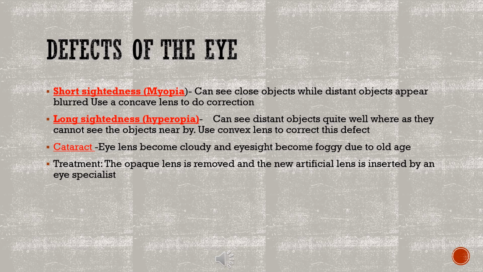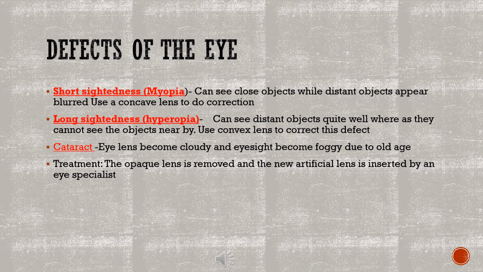Then the next one is long-sightedness. Long-sightedness means you can see distant objects, but you cannot see nearby objects very clearly. Such a defect is called long-sightedness. It is also called hyperopia. It can be corrected by using spectacles with convex lenses.